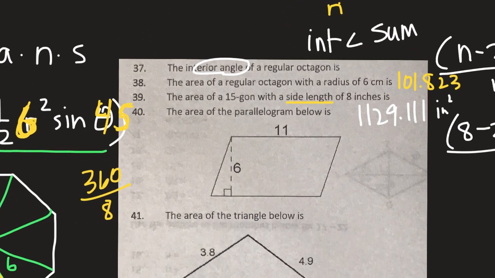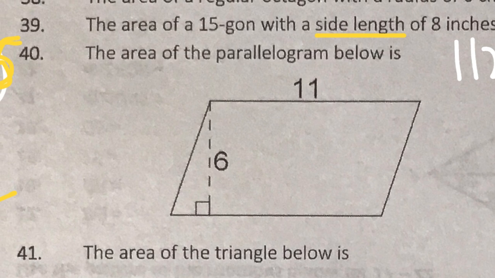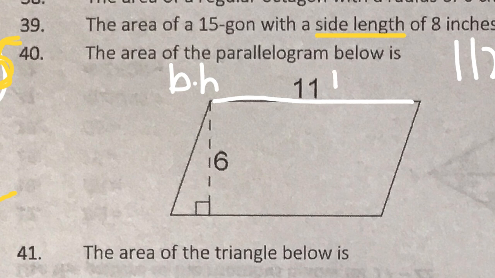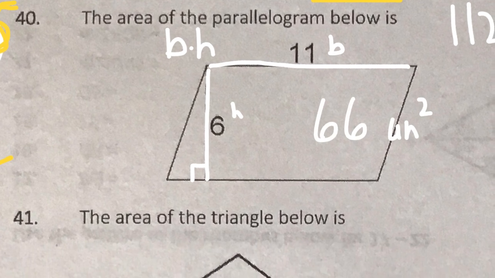Okay, the area of the parallelogram. Here we have our areas, and you're going to have these formulas. The area of a parallelogram is simply base times height. If we have a base of 11 and a height of 6, we know it's the height because it's perpendicular. Then we have an area of 66 square units. Base times height for a parallelogram.